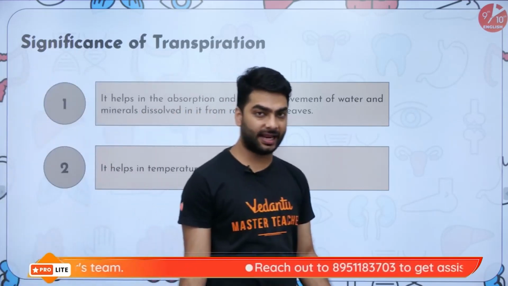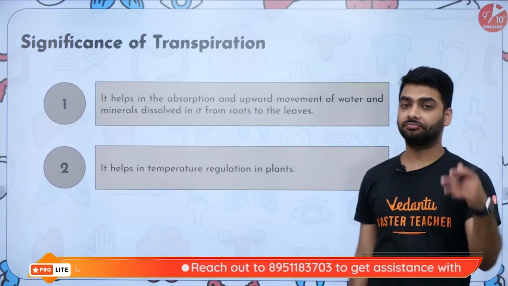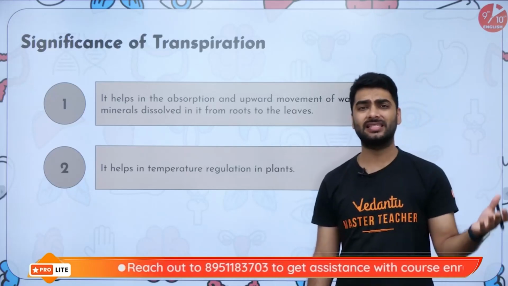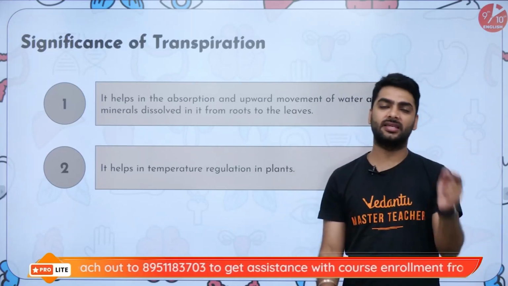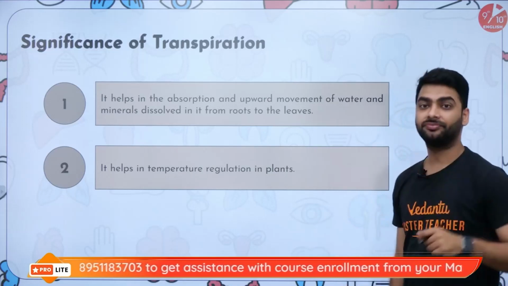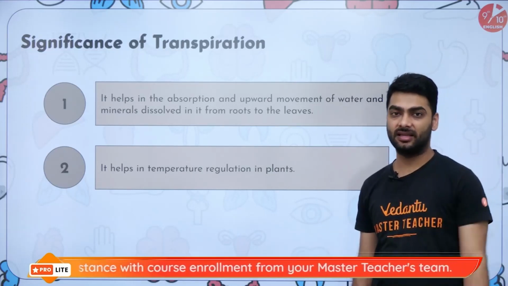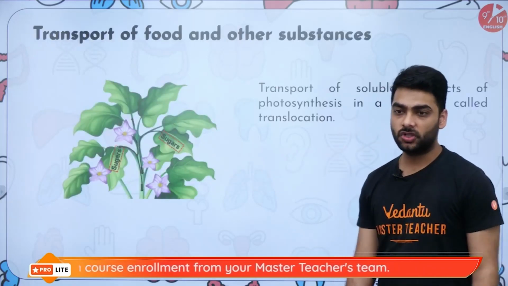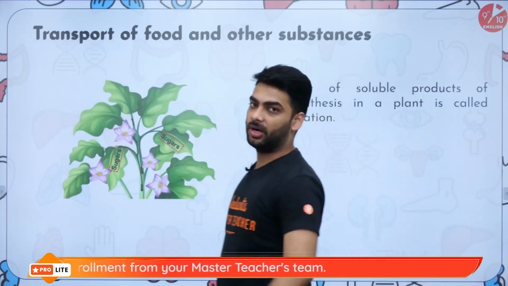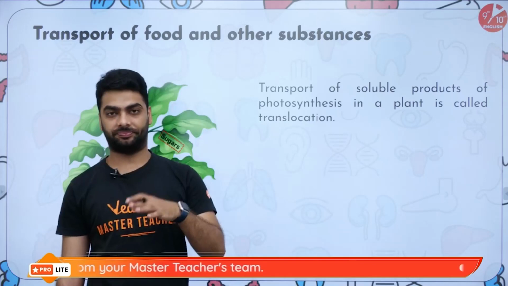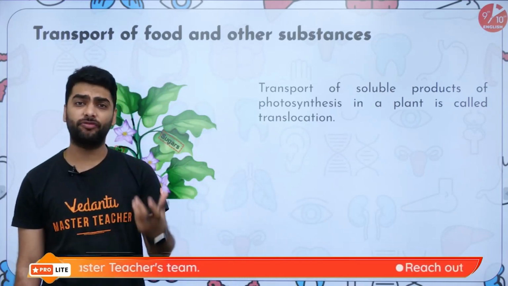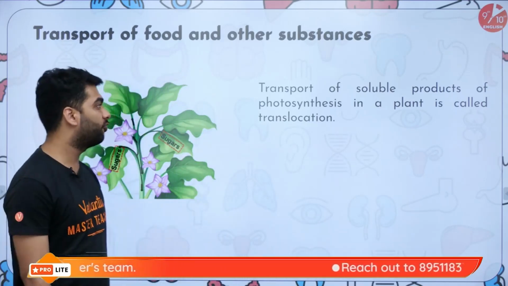If you have learnt in the grade 8 friction chapter that friction is a necessary evil, the same phrase is used for transpiration as well. That transpiration is a necessary evil. So, transport of food and other products. Now we come to the transport of food, that is through the phloem. First say food, first say phloem.